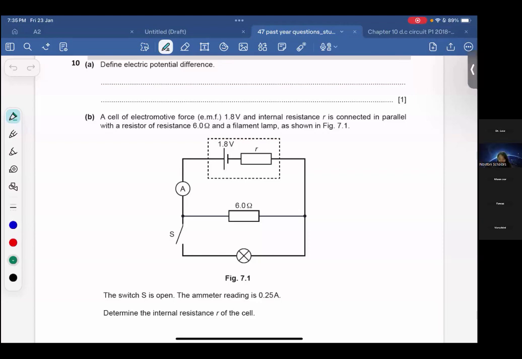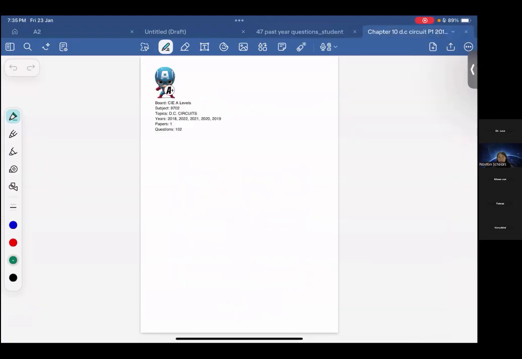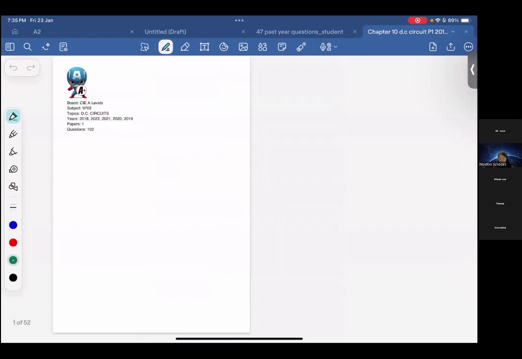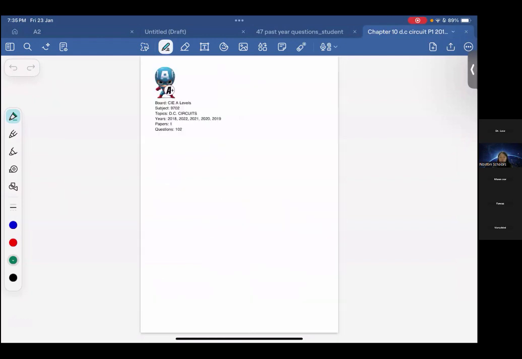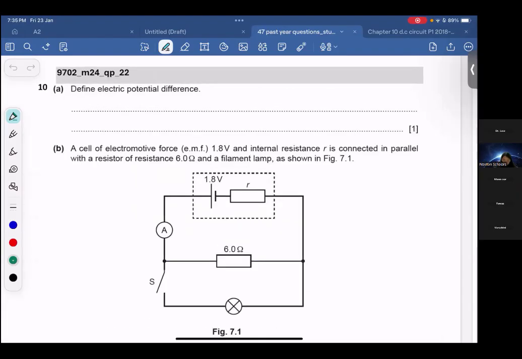Okay, boys and girls, last lesson we stopped at lesson number 47. We are doing the past year questions, 2018 to 2022. We will select some of the questions to answer. Next week we will continue the next chapter, which is our last chapter. After that, we will keep on doing some selected past year questions.